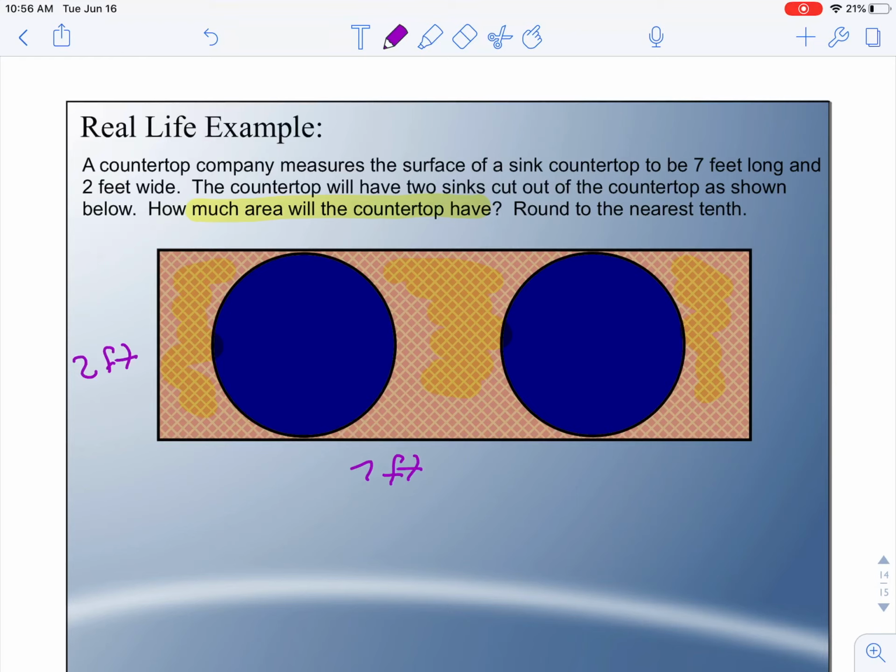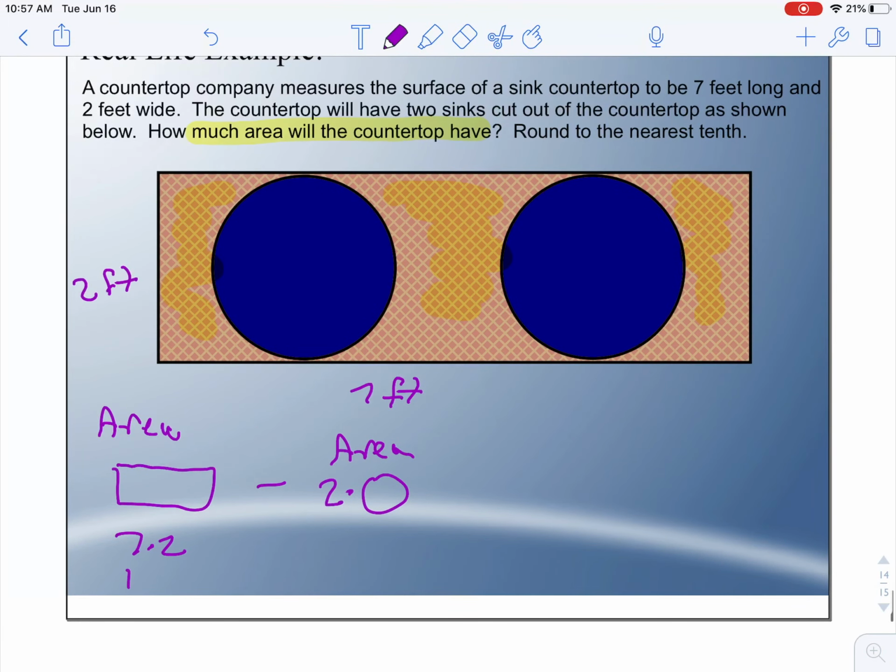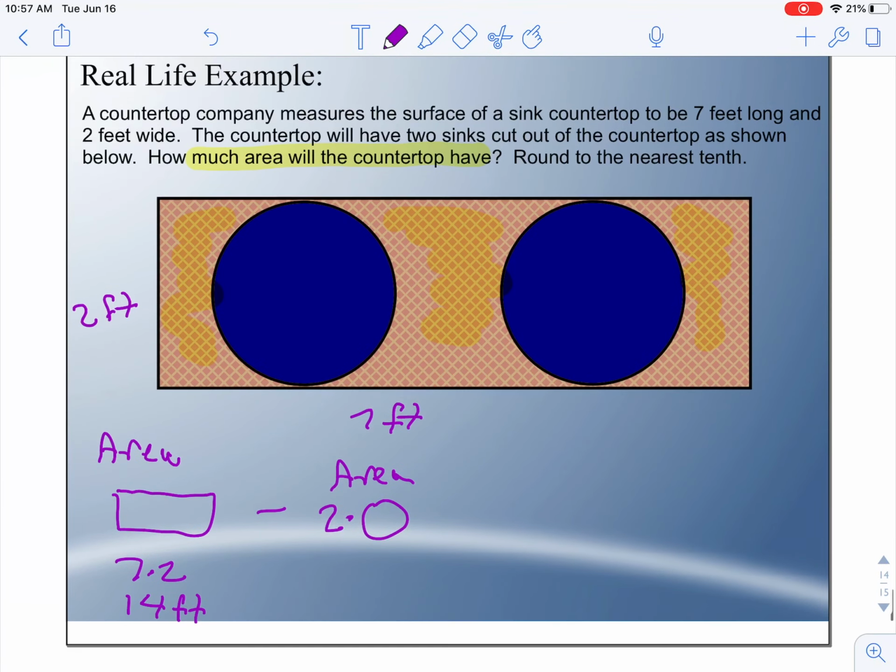So what we're going to have to do for this problem is find the area of the rectangle, and we're going to have to subtract the area of the two circles. So the area of the rectangle, that's pretty easy. That is just 7 times 2, which is 14 feet. So now let's work on the circle.